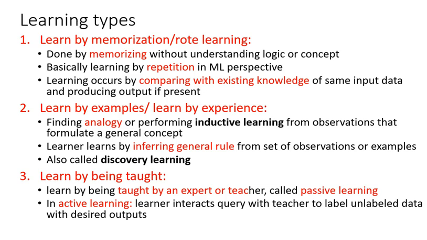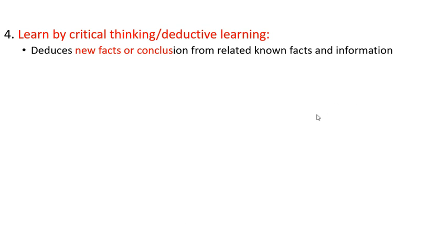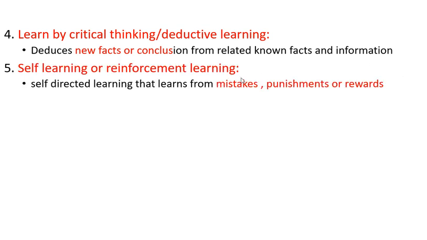The third one is learning by being taught. This YouTube channel is an example of passive learning because it is being taught by an expert or a teacher. But suppose the learning was interactive. If the learner is interacting with the teacher to label the unlabeled data, then it becomes active learning. Now the fourth one is learning by critical thinking or deductive learning, where you deduce new facts or conclusions from related known facts and information.